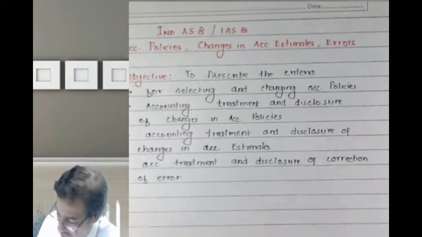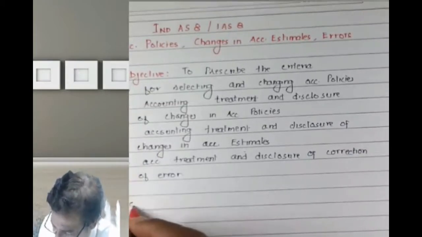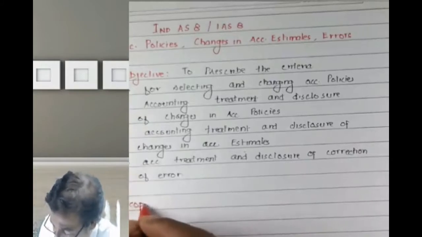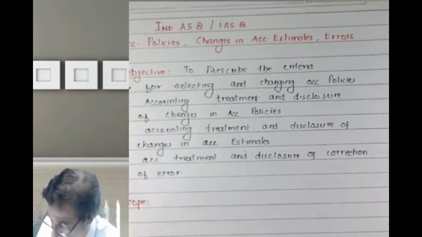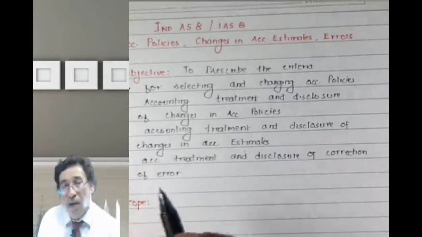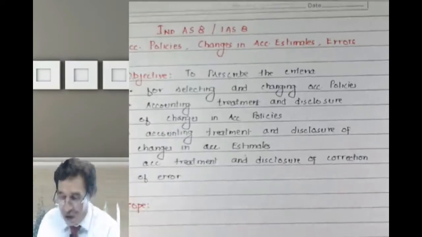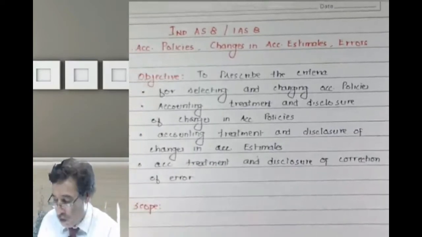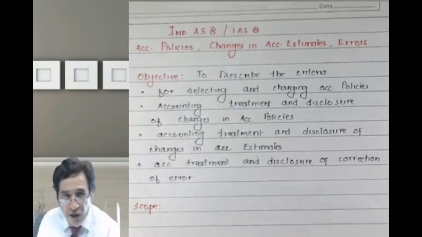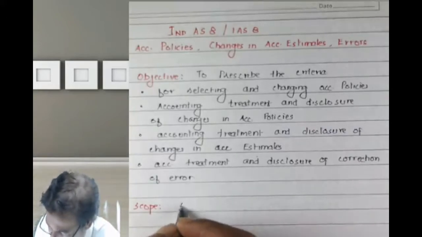Just after having a scope, just for the sake of formality, we need to take into account the scope also. So I will simply write the scope. In fact, the scope and objective more or less are absolutely the same, but still, as far as scope is concerned, every entity, because we have already seen all these things, that means whenever an entity is going to select and apply an accounting policy, it will have to take the help of Ind AS 8. That means that particular part will fall under the scope of Ind AS 8.